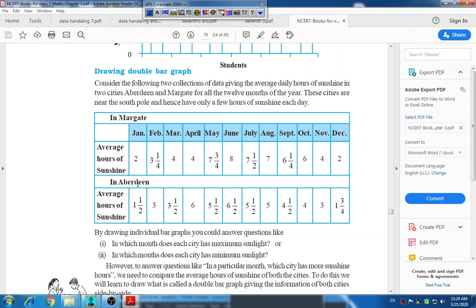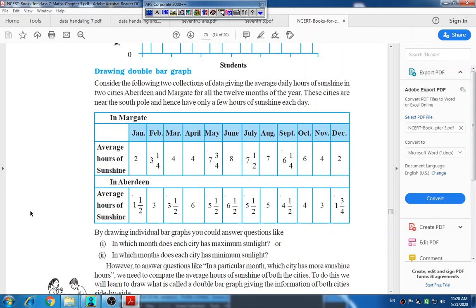So we have to draw a double or joint bar graph. In which month does each city have maximum sunlight, or in which month does a city have minimum sunlight? However, to answer questions like in a particular month which city has more sunshine hours, we need to compare the average hours of sunshine of both the cities. So to do this, we will learn to draw what is called a double bar graph, giving the information of both cities side by side. Look here.